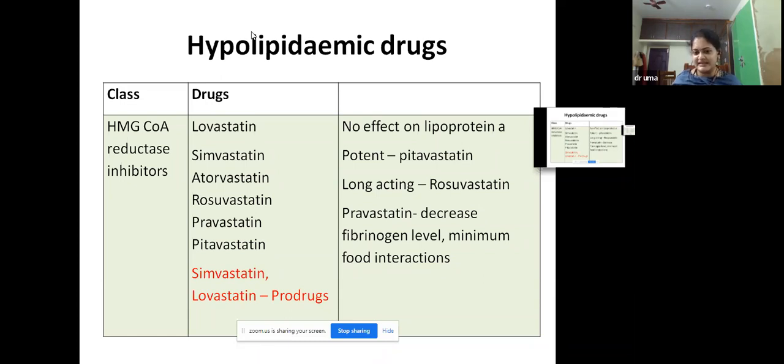Pravastatin has minimal drug interaction with other drugs. It is also given in young children. Statins do not have an effect on lipoprotein A. Pravastatin is with the least drug interactions.